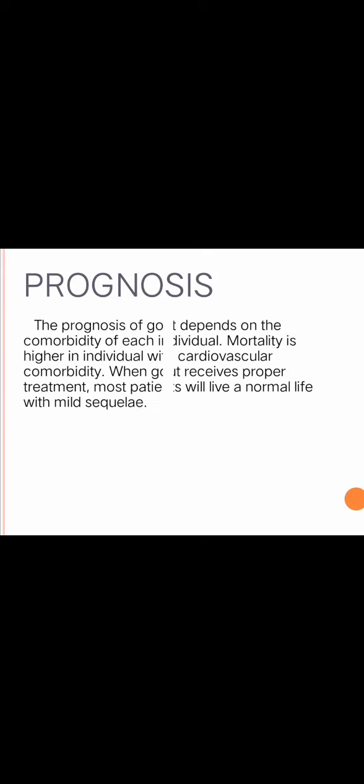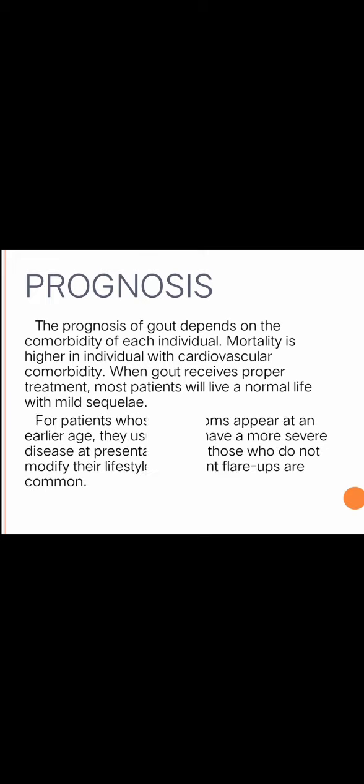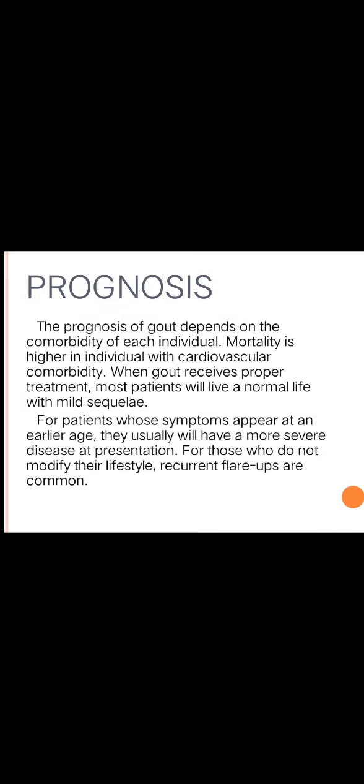The prognosis of gout depends on the comorbidity of each individual. Mortality is higher in individuals with cardiovascular comorbidity. When gout receives proper treatment, most patients will live a normal life with mild sequelae. Patients whose symptoms appear at an early age usually will have more severe disease at presentation. For those who do not modify their lifestyle, recurrent flare-ups are common.